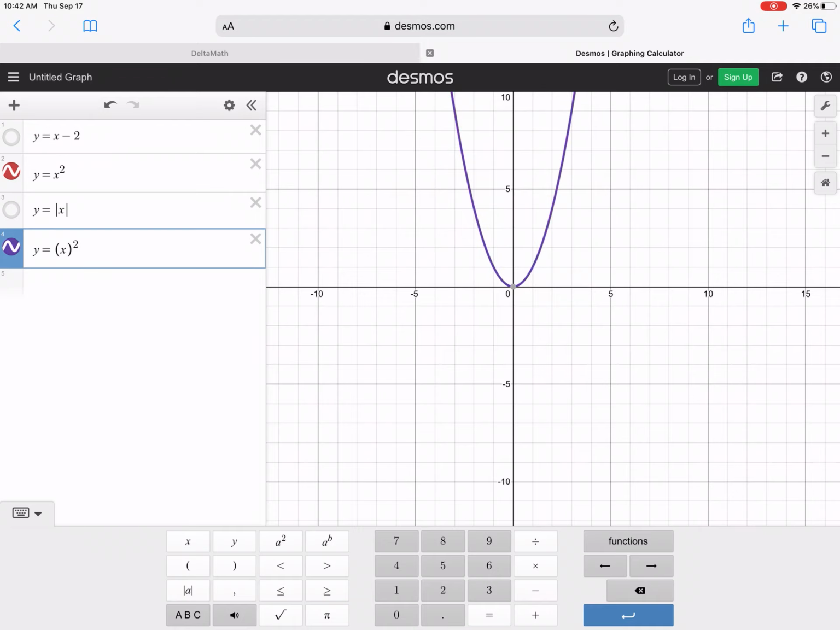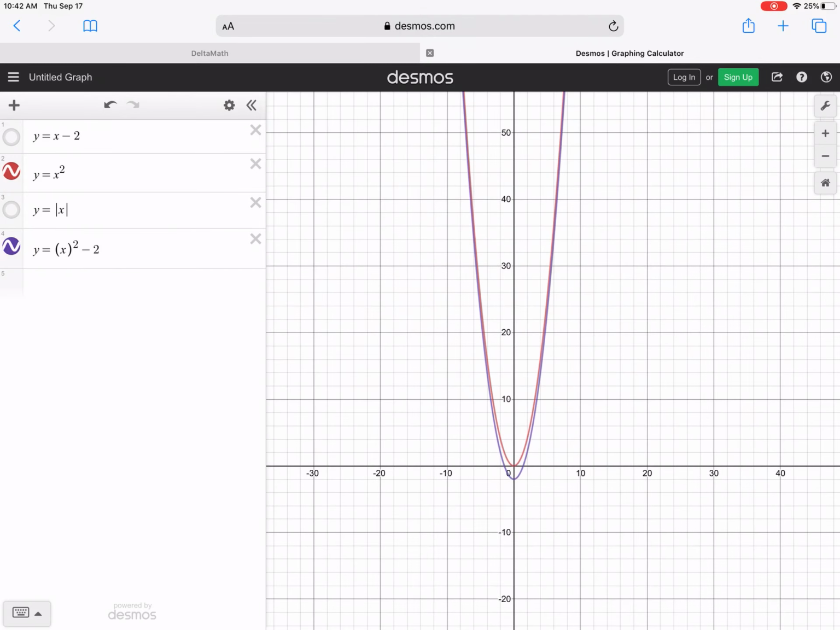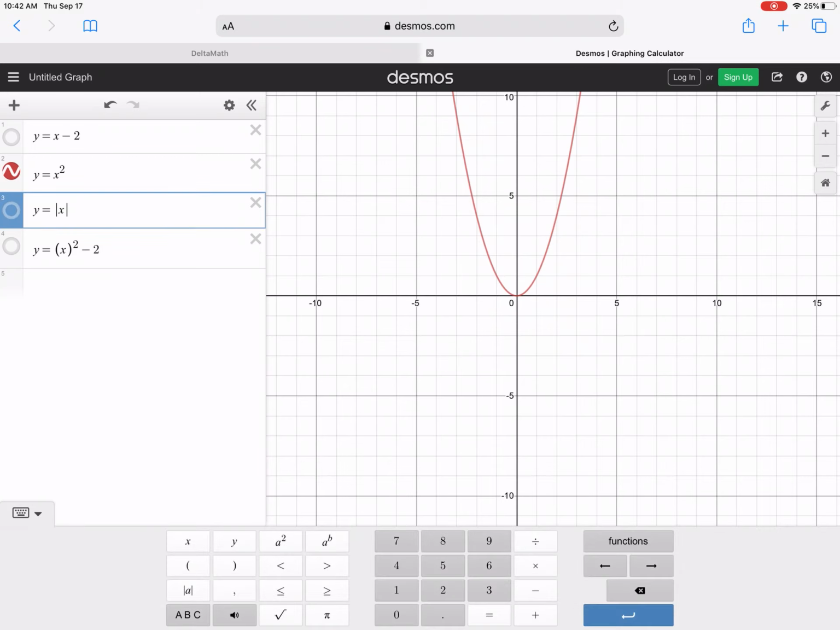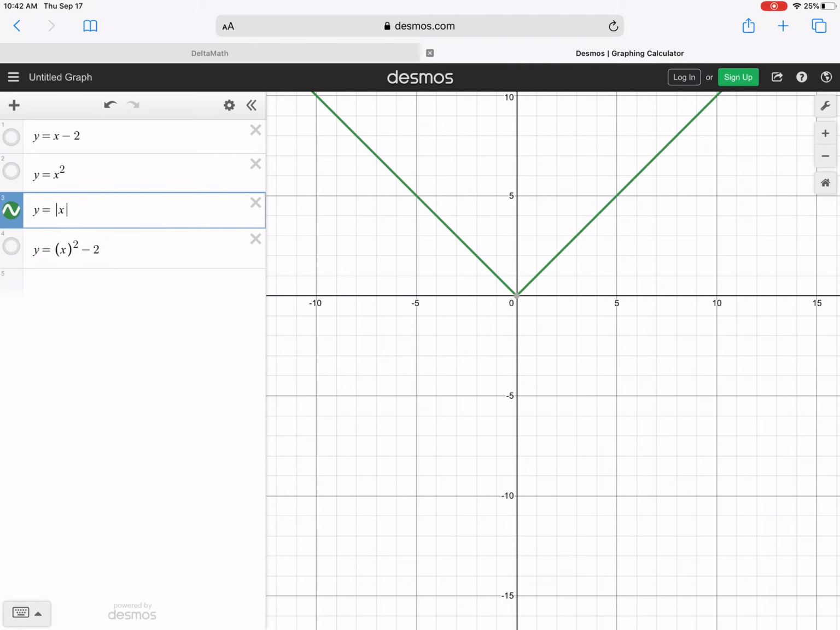Now check it out. I'm going to put the +2, -2 on the outside of the parentheses. +2 moves it up. -2 moves it down. And it still has that same shape. Okay? Absolute values are going to work the exact same.